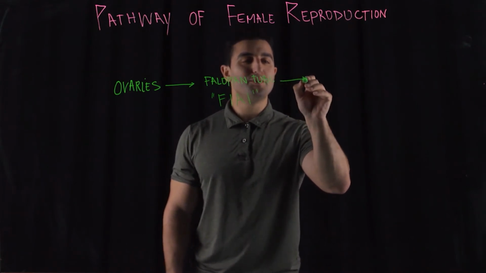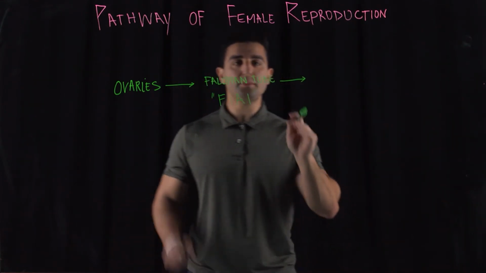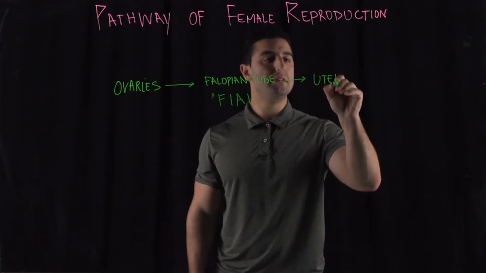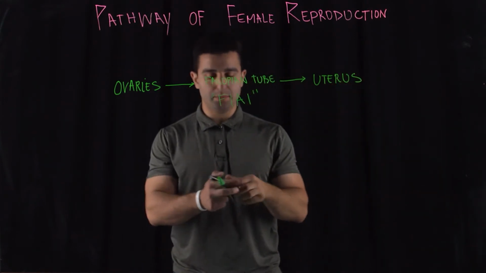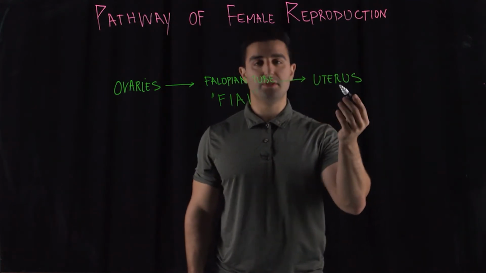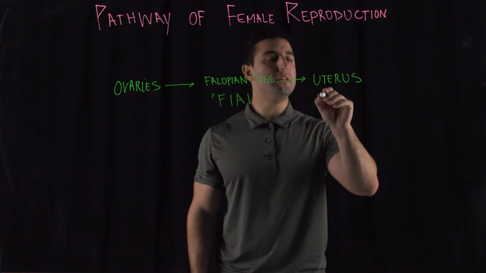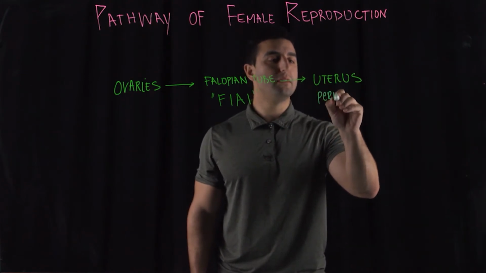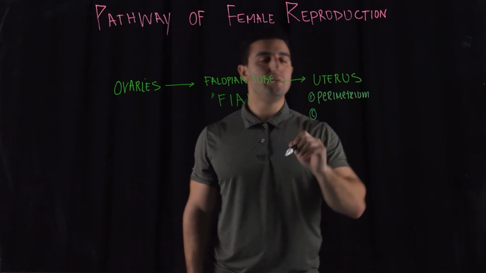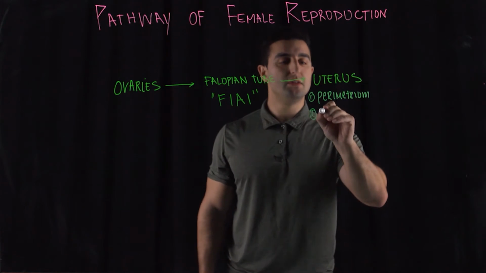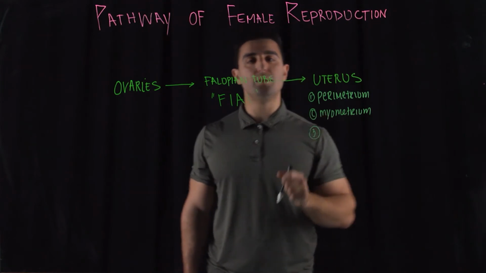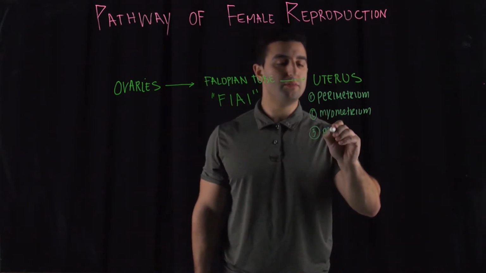Anyway, so the fallopian tube comes here. The fallopian tube branches off into the uterus. So now you have the uterus. The uterus is composed of three specific layers. The first layer, the outermost layer, which is fibrous connective tissue, is called the perimetrium. The middle layer, which is composed of smooth muscle, is called the myometrium. And then the third and innermost layer, the deepest layer, is called the endometrium.